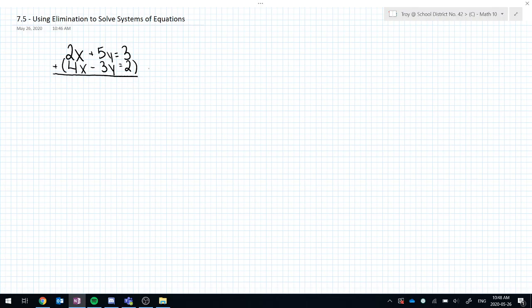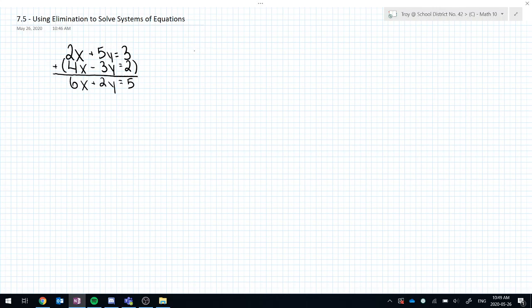So when I do that, notice that I have all of the like terms vertically lined up. So here we'd have 2x plus 4x, which of course would give us 6x. And then here I'd have 5y plus negative 3y, which would give me 2y. Then I have 3 plus 2, which would be 5. Okay, so that would be the new equation if we added those two.